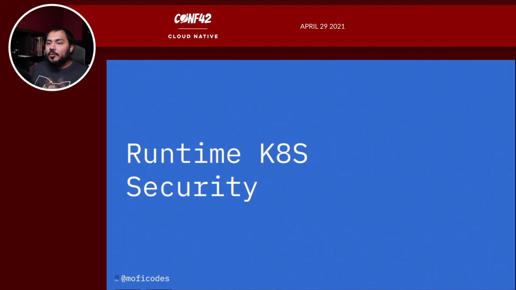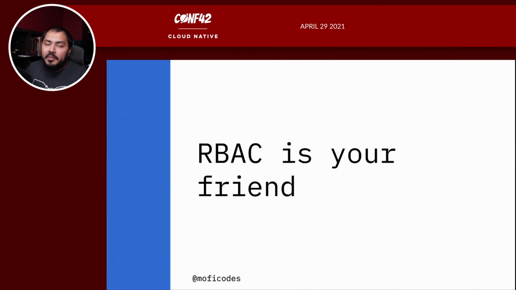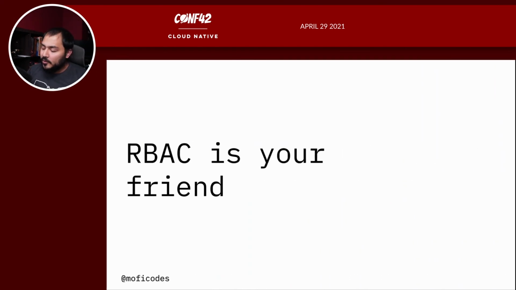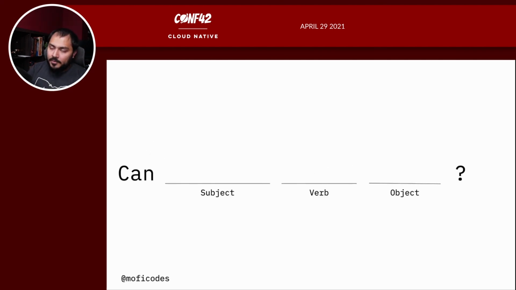So some runtime Kubernetes security practices that you can use: use RBAC. RBAC stands for role-based access control. RBAC tries to answer this question: can subject, verb, object? One example could be, can user list pods? So every time you set up an RBAC rule, this is the rule you're trying to set.